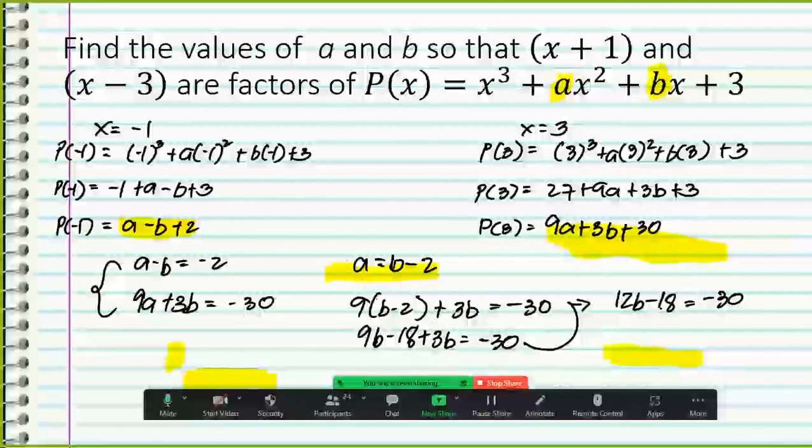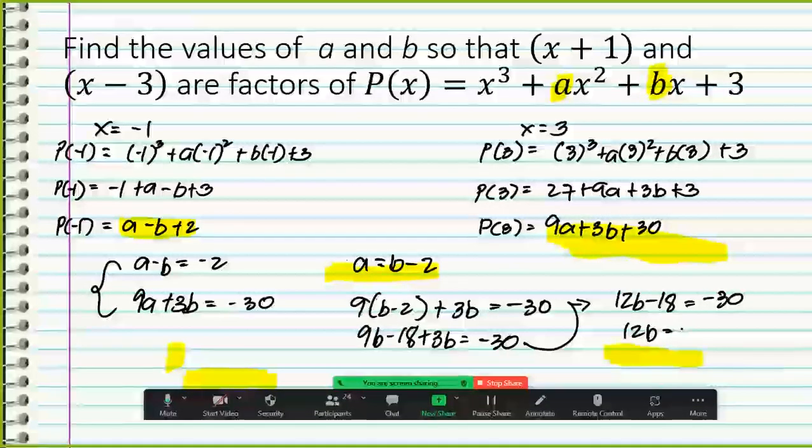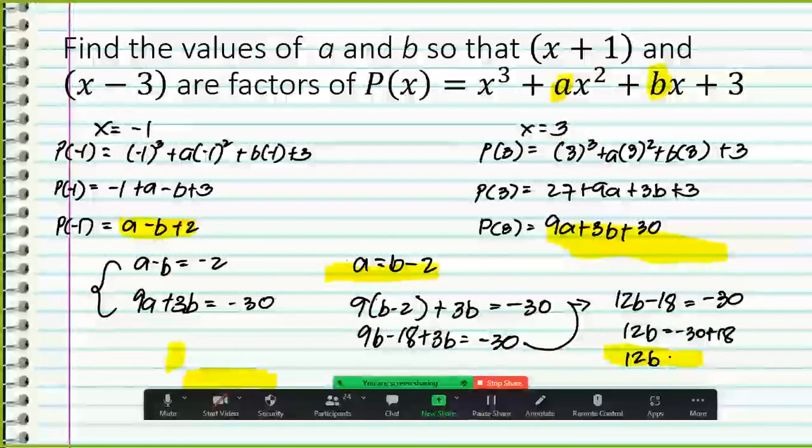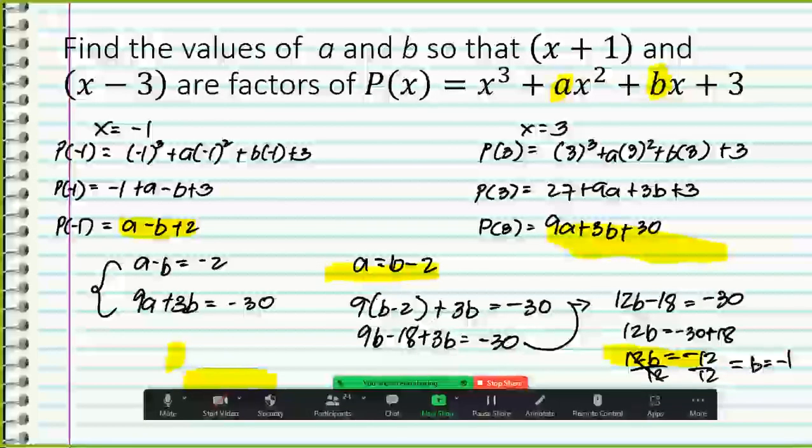So we have to transpose negative 18. So we have 12b equals negative 30 added by 18. So 12b equals negative 12. Divide both sides by 12. So what is the value of b? So b equals, this cancels out, so we have negative 1. Okay? So this is your value of b.